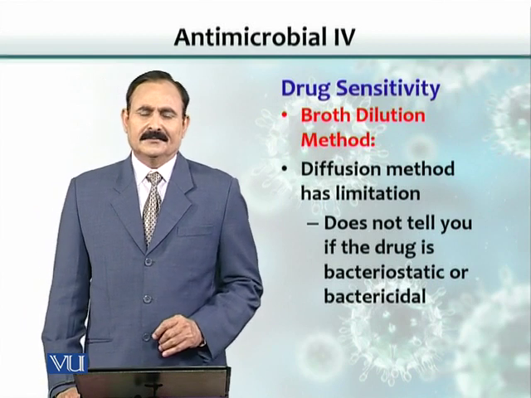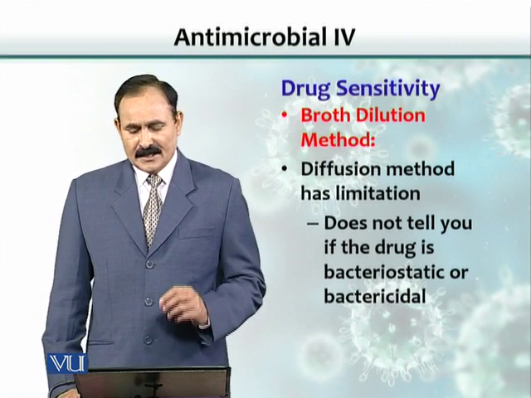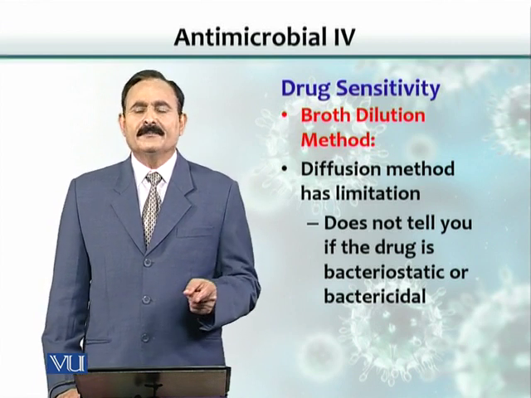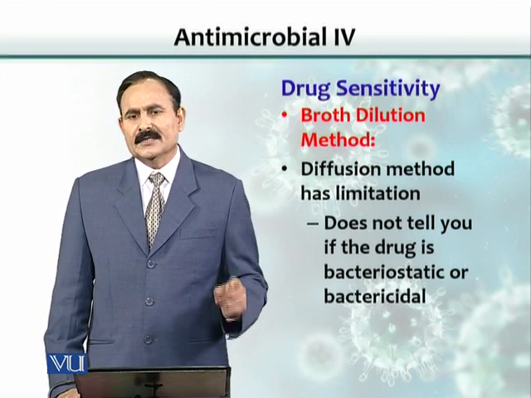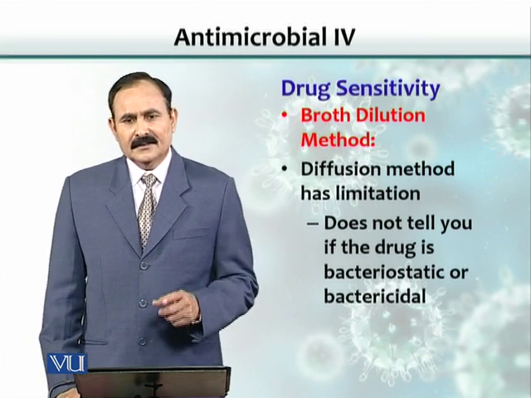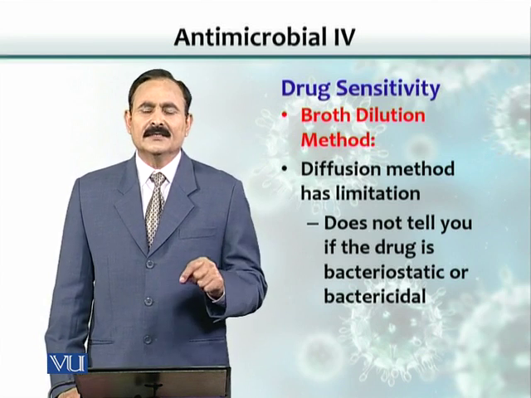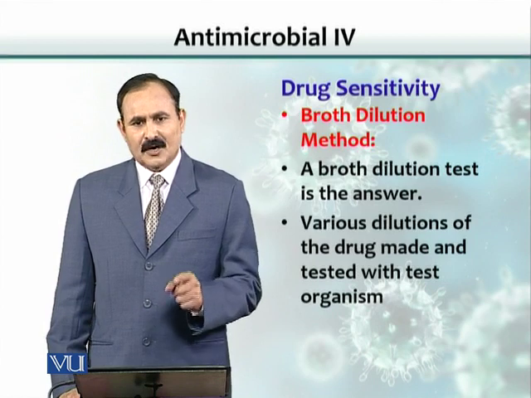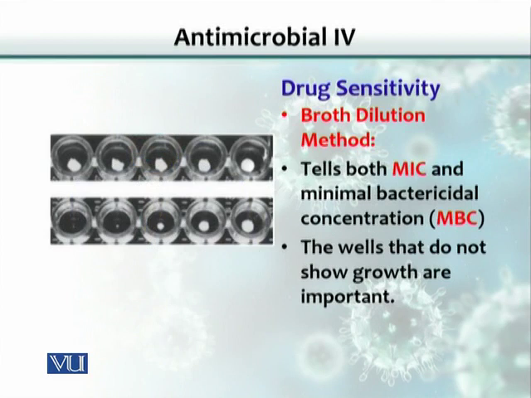There is another drug testing procedure that is called the broth dilution method. In this method, various concentrations of the same antibiotic are made in broth. You can make 2-fold, 10-fold, or whatever. The bacterium that has to be tested is inoculated into those broth tubes or wells. These are micro wells of a plate that has various dilutions of the same antibiotic. In these 2 rows, you can have 2 different antibiotics.